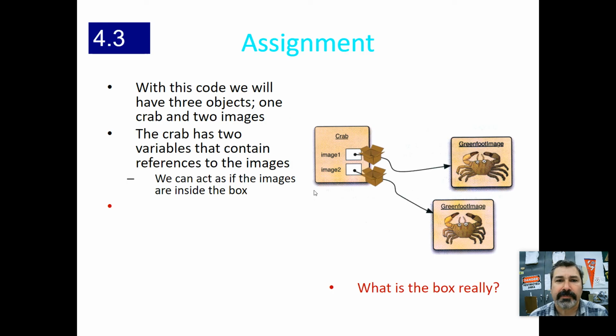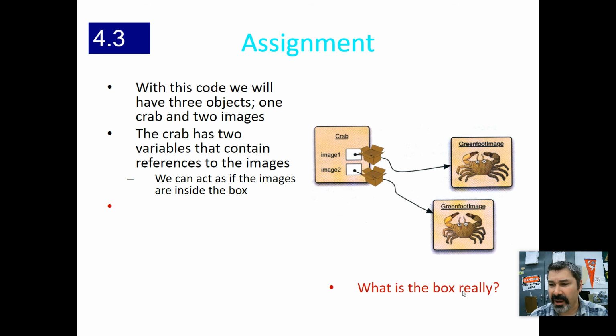But for now, with this code, we will have 3 objects, 1 crab and 2 images. The crab has 2 variables that contain references to the images. We can act as if the images are in the box. So just like I said, you have this box, right? And the GreenfootImage robot lives somewhere else, and this is just a reference, but it's the same thing as when we say image1, we're actually talking to this guy. When we say image2, we're actually talking to this guy.